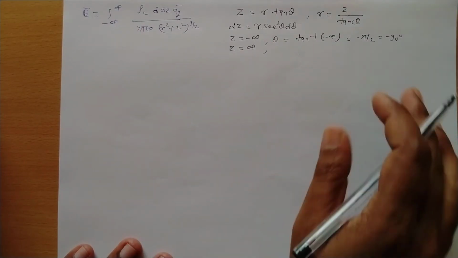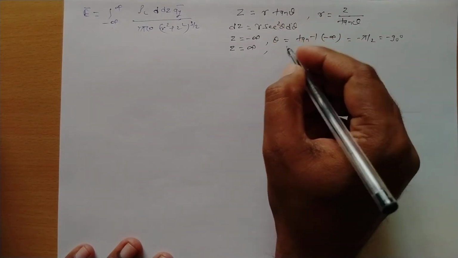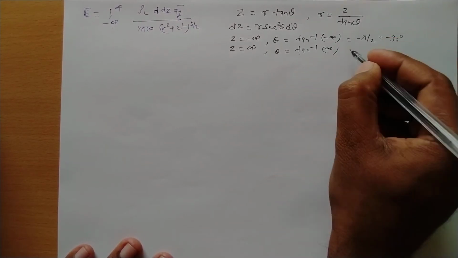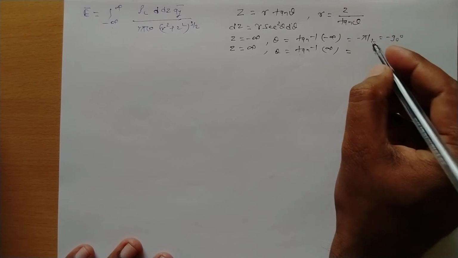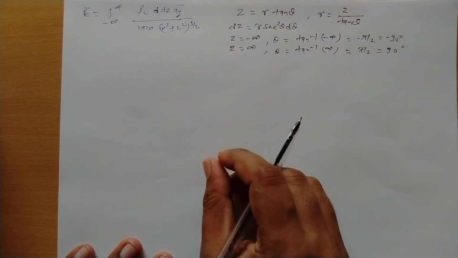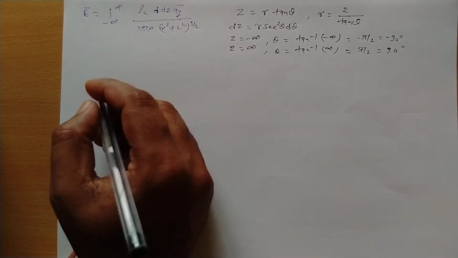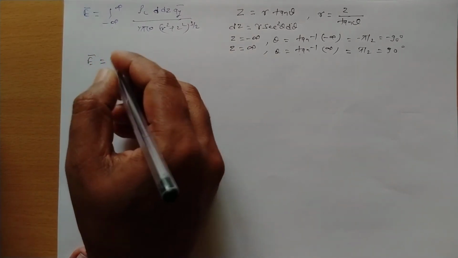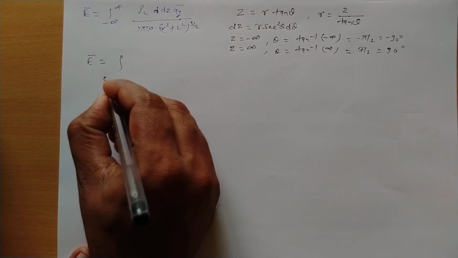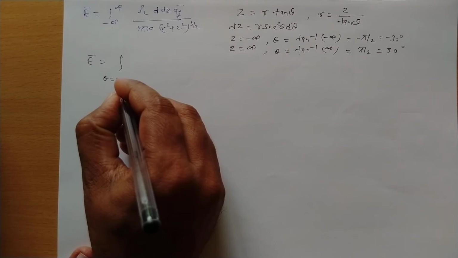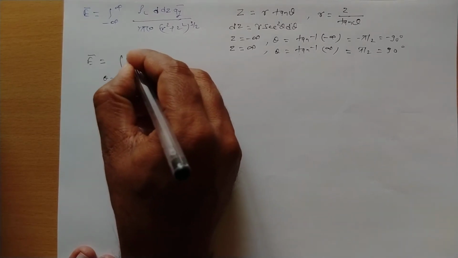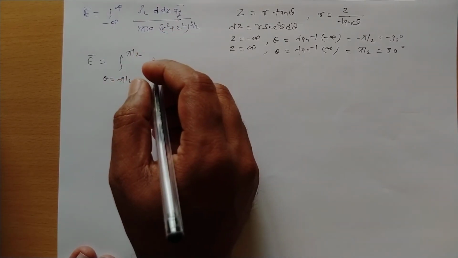So if z equals infinity, then theta will be equal to tan inverse of infinity. So we can say this will be pi/2, that is 90 degrees. Now if we put this value in the intensity expression, theta varies from minus pi/2 to plus pi/2, right?